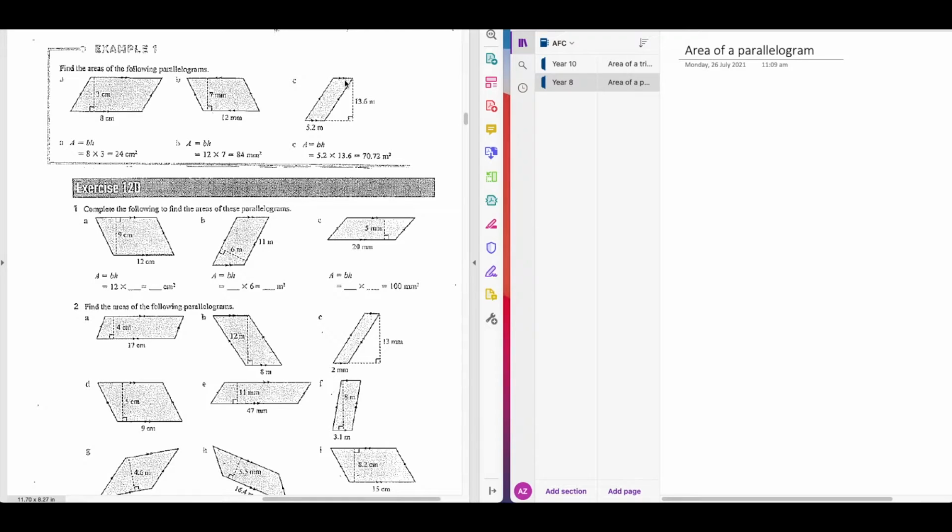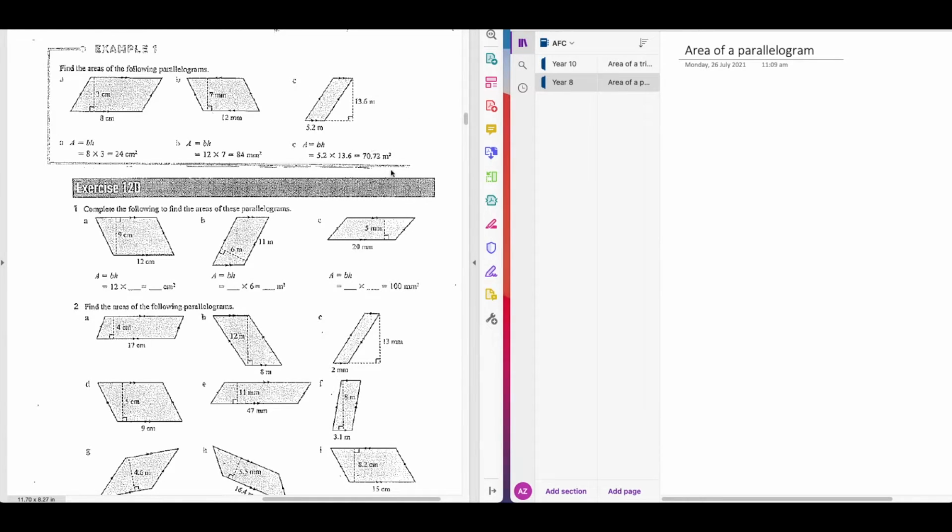And example C. Now with this example, the height is outside the parallelogram, but it's still a height. Remember, the height forms a 90-degree angle with the base. The base here is 5.2. As you can see, 5.2 is a side of the parallelogram. So you just multiply 5.2 with 13.6. Now you can use a calculator for this. I don't expect you to do this in your head.